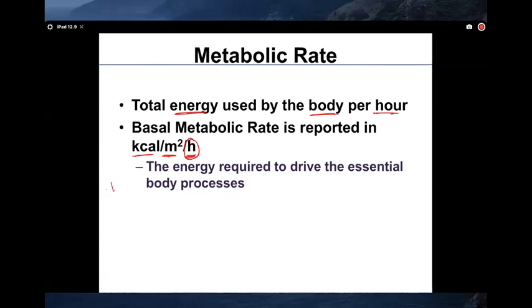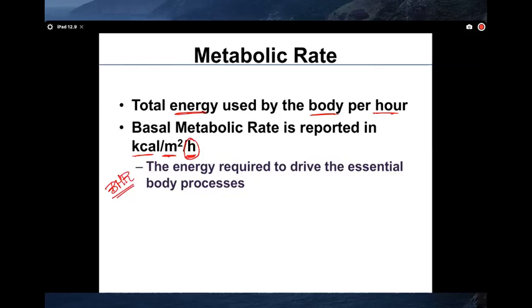What is the basal metabolic rate? This is the minimum amount of energy required for your body to drive the essential body processes, for you to breathe, for your heart to contract, for you to keep your skeletal muscle tone, for you to rebuild your tissues, for your lungs to inflate, deflate, for you to, for example, maintain your posture. All those are going to be taking place even if you are sleeping.